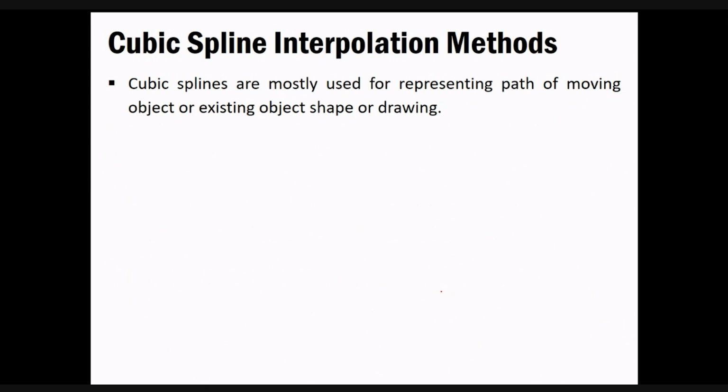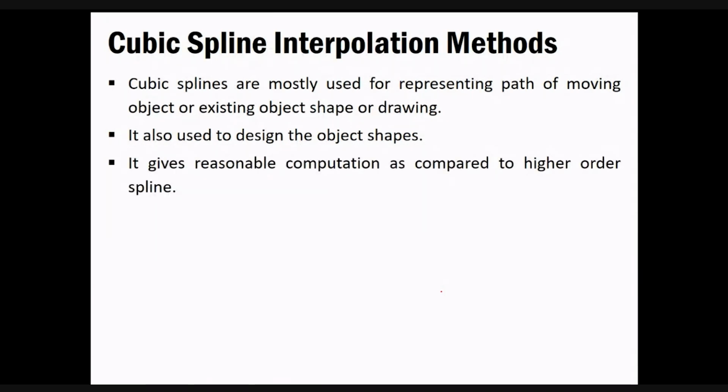So now the next thing that we have is the cubic spline interpolation method. One more thing over here is that cubic splines are the most used thing for representing the path of a moving object, or an existing object's shape or drawing. So what is this cubic spline? It is also used to design object shapes. It gives reasonable computation as compared to higher order splines.